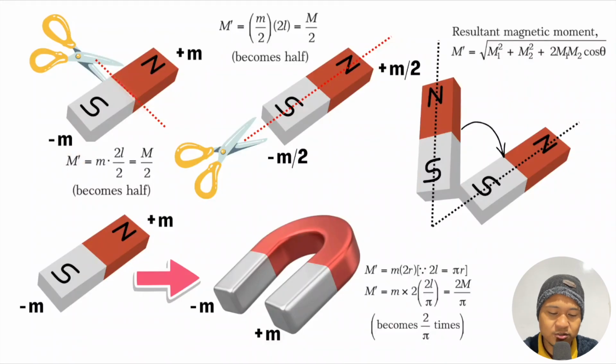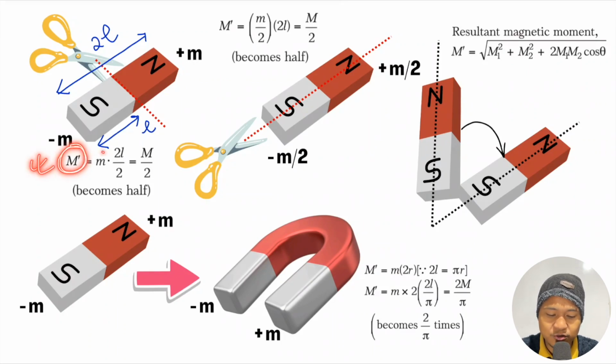Let's say the initial length is 2l. If the length is 2l and I cut it into half, one half will be l. So the new magnetic dipole moment is m into 2l by 2. Now it becomes half, so the magnetic dipole moment also reduces by half.